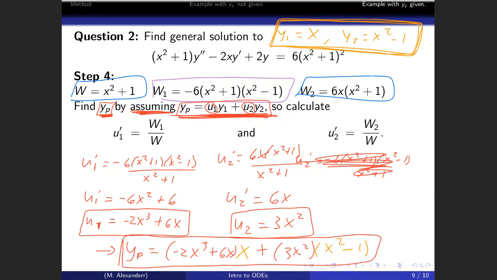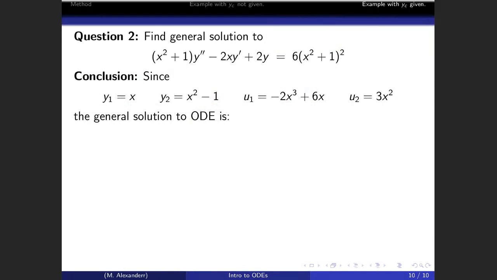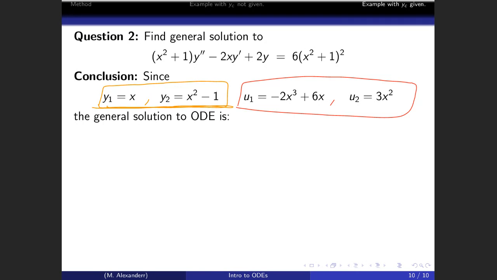So now I want to summarize all the information that we have. Let me give you the outline again. So this is the particular solution information in gold. And to find the particular solution, we had to calculate this U information. So the U information is not just the U1 and the U2. The particular solution was a combination of the Y's and the U's. And now we want to find the general solution to the ODE.